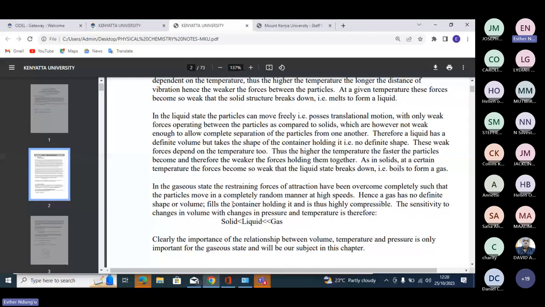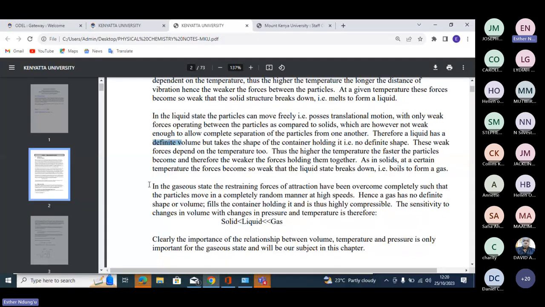Liquids have a definite volume, but they do not have a definite shape. They take the shape of the container. Solids have definite shape and definite volume. Liquids have definite volume, but no definite shape. Gases have no definite shape, and they have no definite volume.